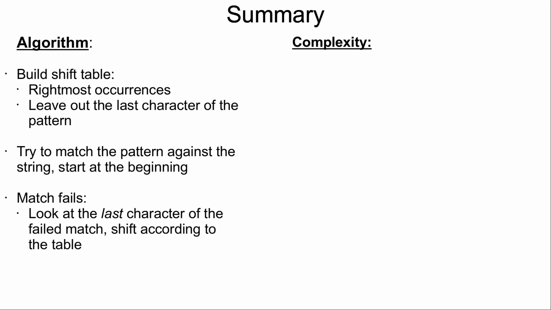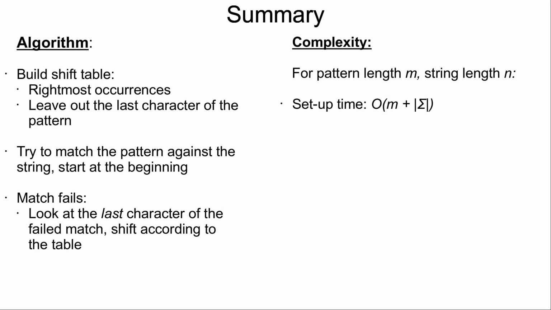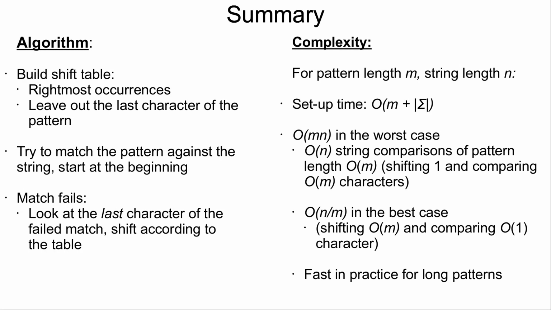In terms of complexity, setting up the table means iterating over the alphabet and over the pattern. In the worst case, the time complexity of the loop is big O of n times m. The best case is big O of n over m, and in practice the algorithm is fast, especially for long patterns. So that's the Boyer-Moore-Horspool algorithm for string matching.